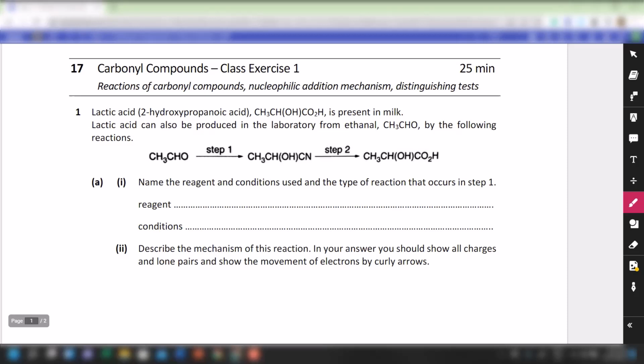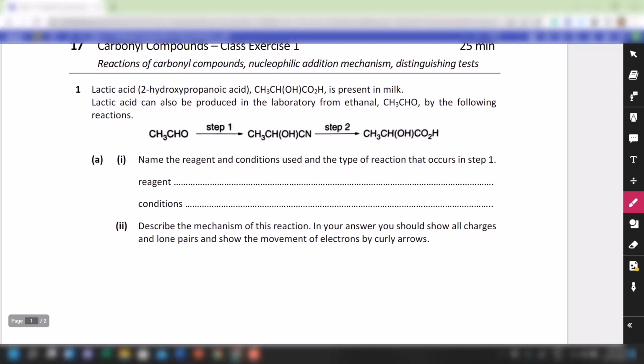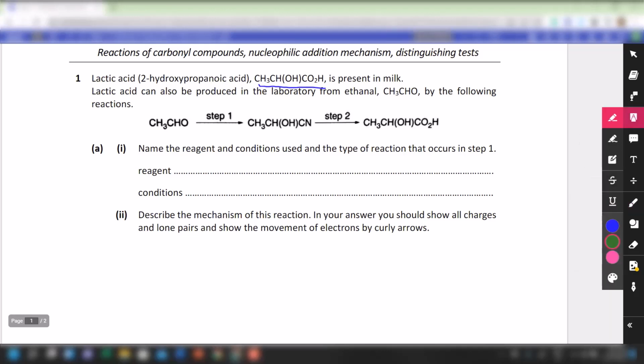Hello students, let us do a quick review of in-class exercise 1 for topic 17, carbonyl compounds. For the first question, we have lactic acid, otherwise known as 2-hydroxypropanoic acid. You are given the formula. Based on the formula, you know that there is a chiral carbon right in the middle over here. Then, it's present in milk.